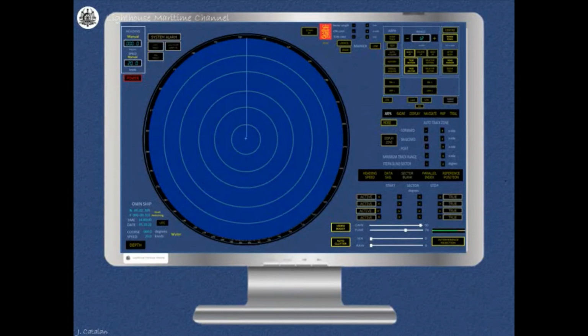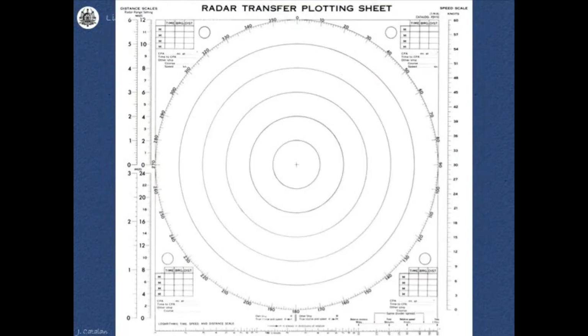First observation of the target, at 1400 hours, was at 039 degrees, with a range of 10 nautical miles. After 6 minutes, the target was observed at 1400 hours, 6 minutes, bearing of 037 degrees, with a range of 8 nautical miles.